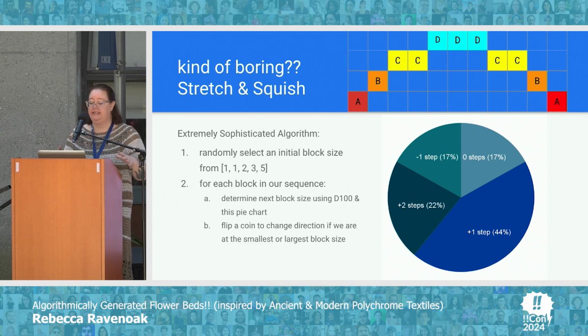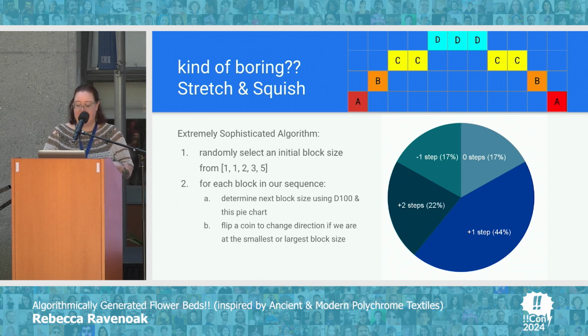So for every letter in the sequence, we want to determine how many repeats it has based on the probabilities specified in the pie chart. These are completely arbitrary. I just fiddled with the numbers until it looked good to me. And the last piece of magic in this algorithm is if we are at the largest or smallest block size possible, we're going to flip a coin to determine if we want the block sizes to turn around and start increasing or start decreasing.